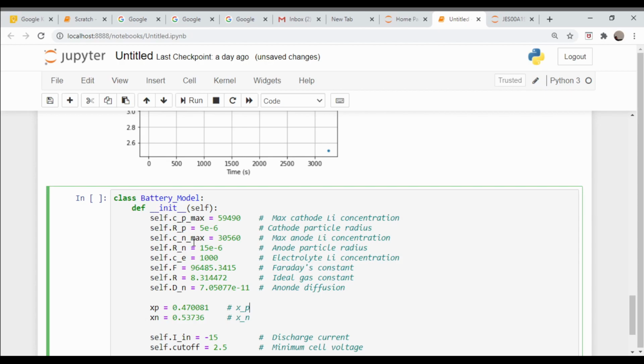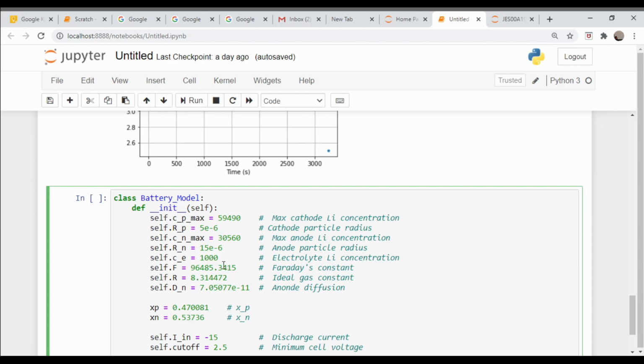So okay, here are the values we're going to use. The CP max for the cathode and anode is the maximum lithium concentration based on the stoichiometry. R P is the radius of the cathode, R N the radius of the anode. CE is the electrolyte concentration. We're just going to assume that it's a constant. It's a simplification of the model. Otherwise, you have to do a diffusion equation as lithium diffuses into the electrolyte. F is the Faraday constant. R is the ideal gas constant, and Dn is the diffusion constant for the anode.